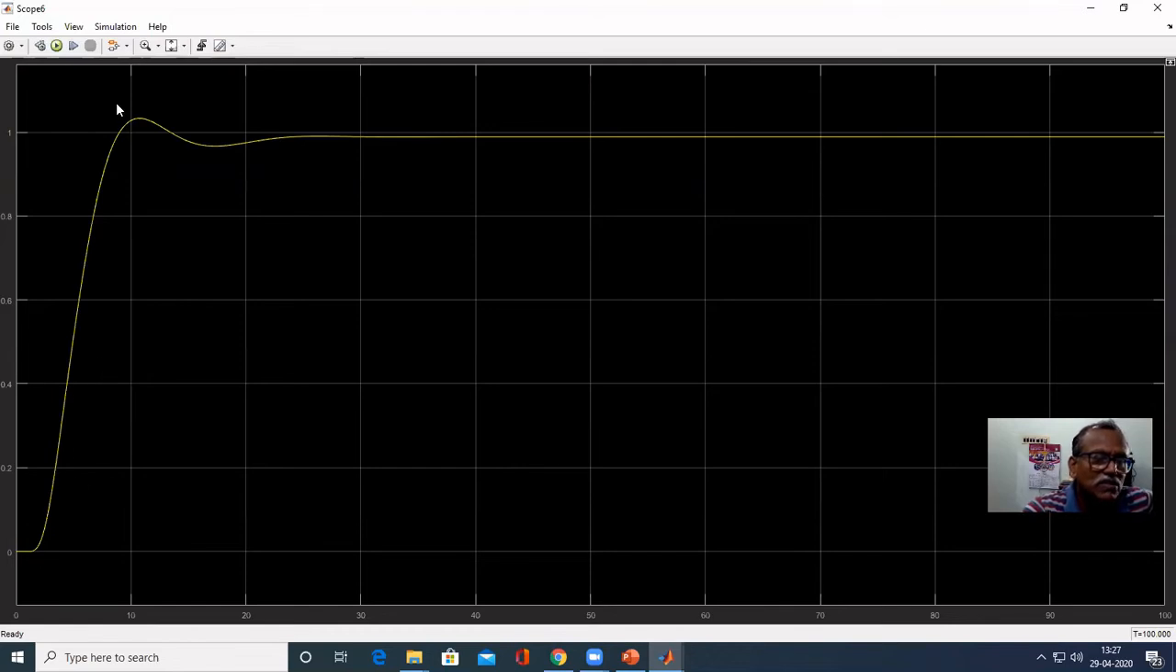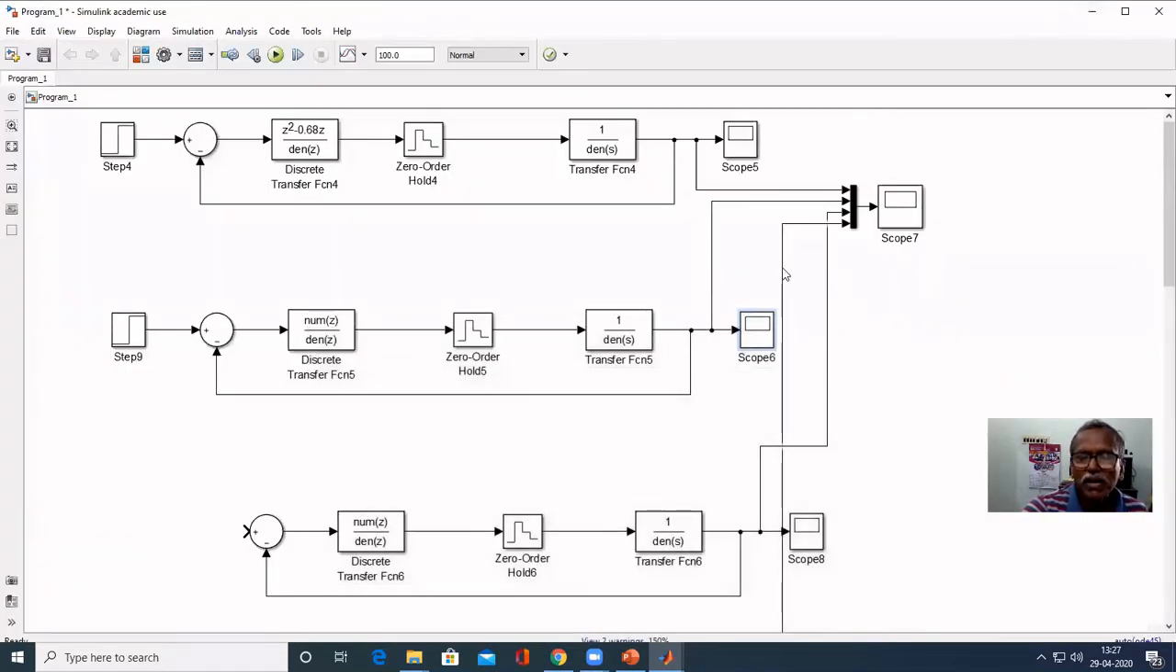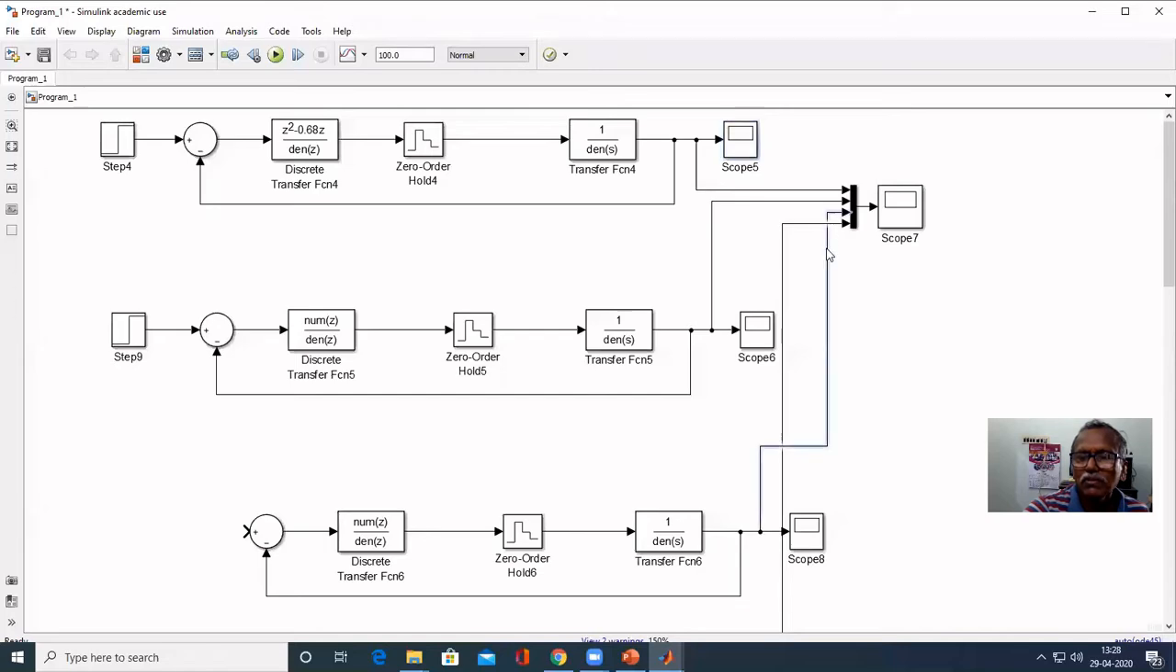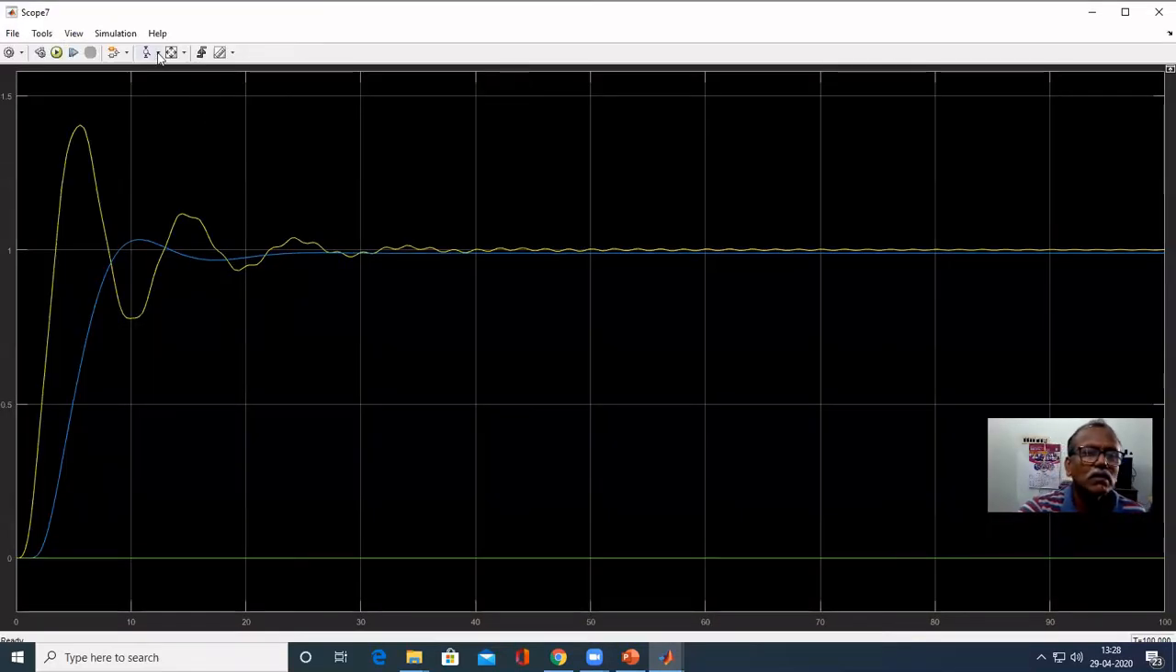Note that there is no large overshoot, not that much oscillation, as we have seen in Deadbeat Controller. If you compare both responses, this is the Deadbeat Controller. This blue one is the response due to Dahlin's controller. The yellow one is response due to Deadbeat Controller. You can notice that Deadbeat Controller gives large overshoot and oscillations.